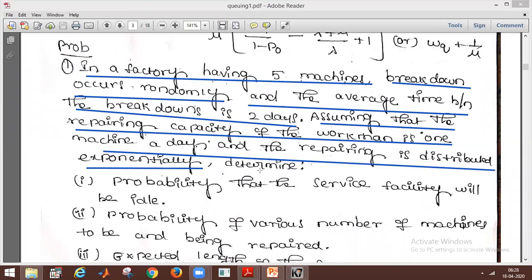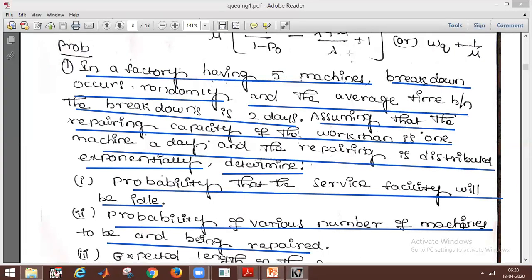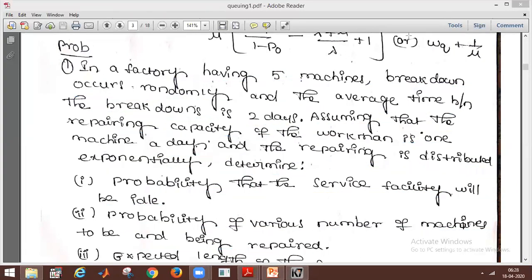Determine which values you have to determine. First one, the probability that the service facility will be idle, that is, we have to find out the P naught. And the second question, the probability of various numbers of machines being repaired.